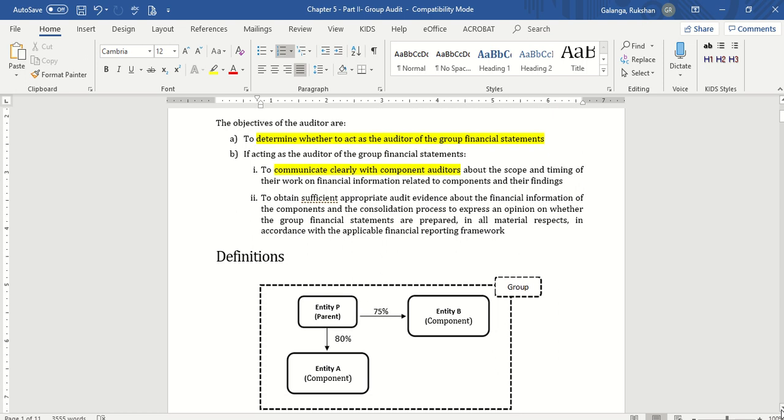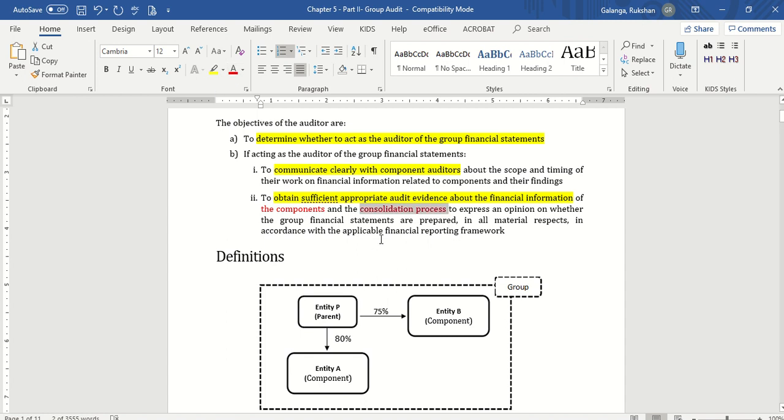And the other one is, remember we have learned this before also, obtain sufficient appropriate audit evidence about the financial information of the component, right? Of the component, look at these words, of the components and the consolidation process, right?